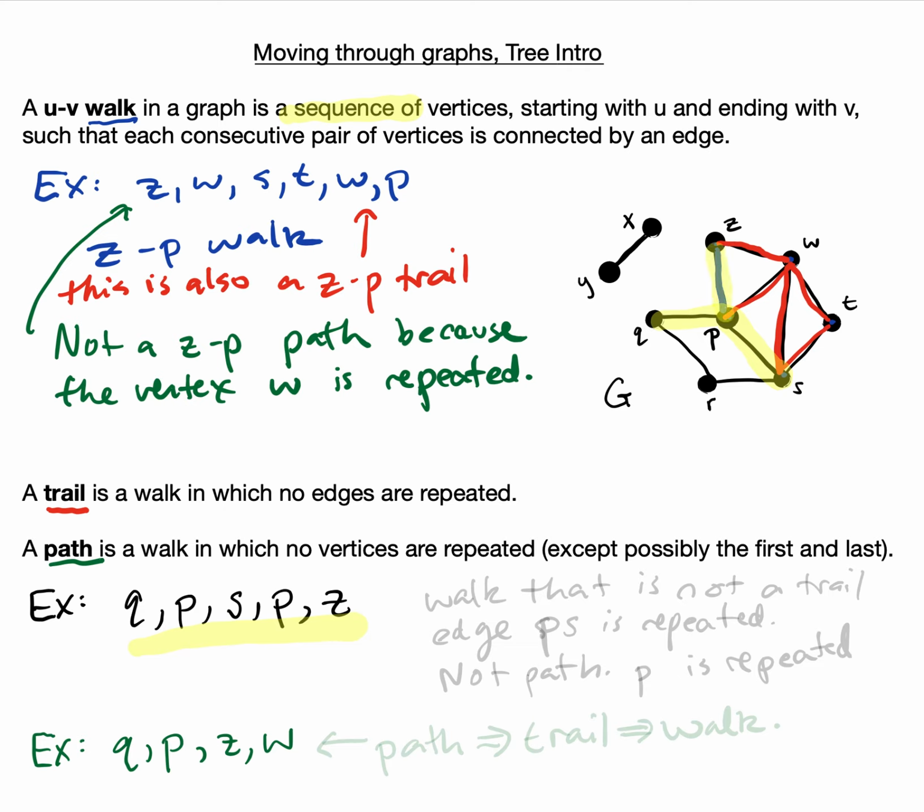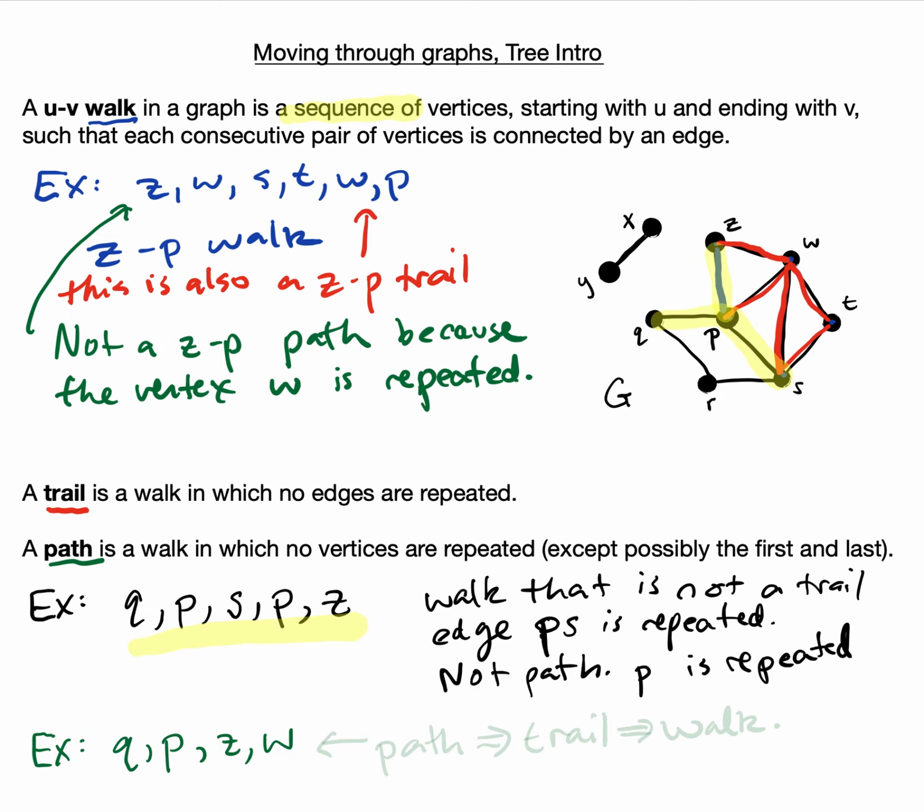and that would be an example of a walk that is not a trail. It's not a trail because the edge PS is repeated, and it's also not a path because the vertex P is repeated. And notice that anytime an edge is repeated, a vertex will also be repeated because we go over the vertices on that edge. So any walk that is not a trail is also not a path.